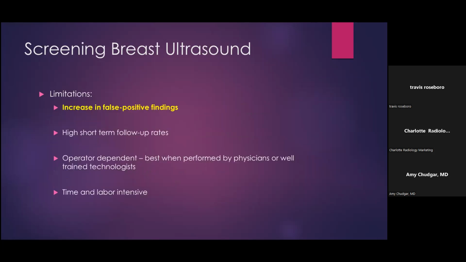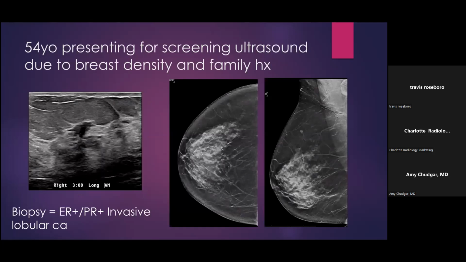However, some of the limitations is that there is an increase in false positive findings. We are often seeing incidental nodules or findings that are benign and either end up requiring follow-up or biopsies. So that also results in high short-term follow-up rates. And this is something that is very much operator dependent. So you need to have people who are very well trained in doing this, and it can take a long time. We usually have an hour time slot for each patient because it does take a while to do a thorough evaluation with ultrasound.